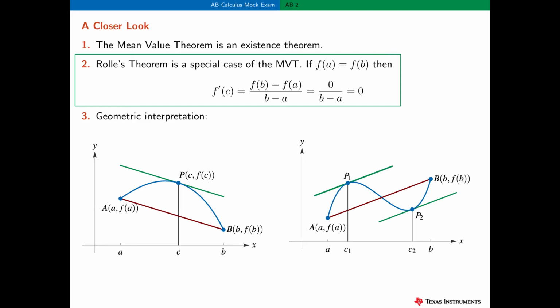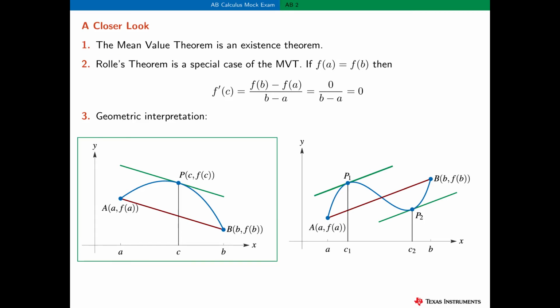Rolle's theorem, which is often introduced before the mean value theorem, is just a special case of the MVT. If f of a equals f of b, that is, the value of f is the same at the endpoints of the interval, then there must be a value c in the open interval a to b where the derivative is 0.